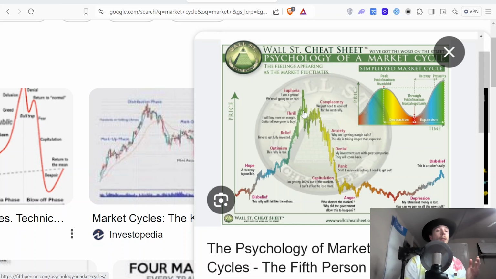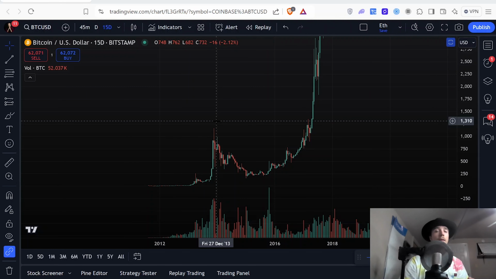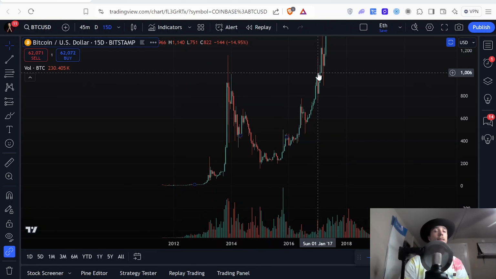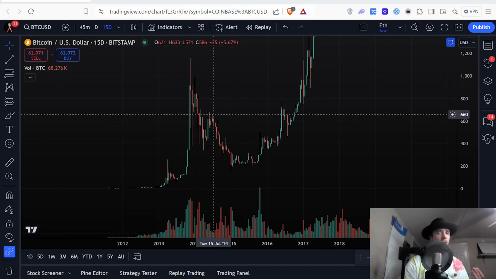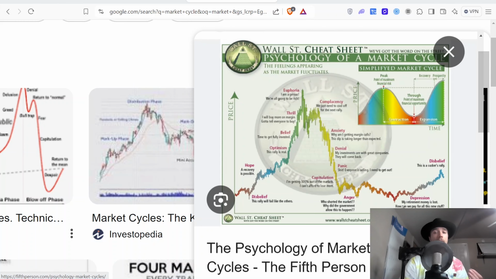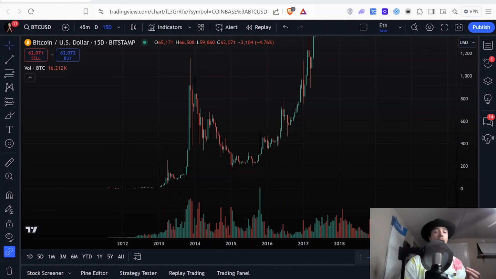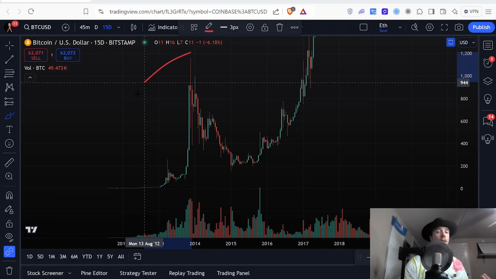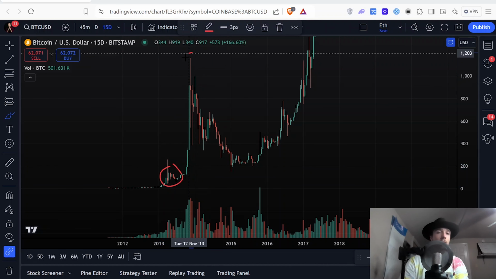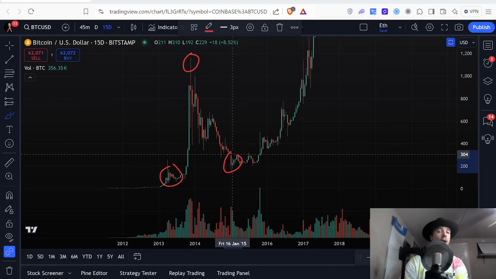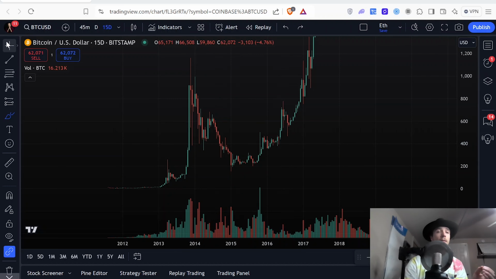This is what big players use. They buy blood in the streets. They buy fear. They sell greed. They keep it simple. Here on Bitcoin, you can see that that's exactly what happened back here in 2015. We had a big correction, which took us into the depression phase of the cycle, and then we started a new market cycle. This is a perfect example of a market cycle here on Bitcoin. This is disbelief, this is euphoria, and this is depression down here. A perfect market cycle on Bitcoin.